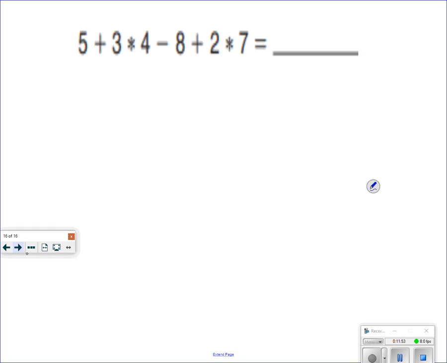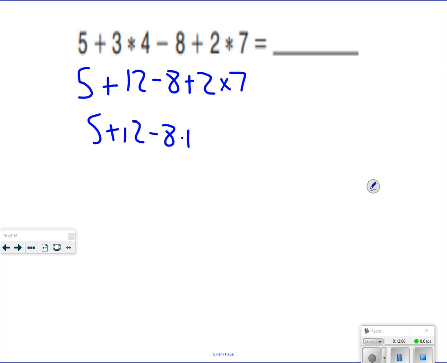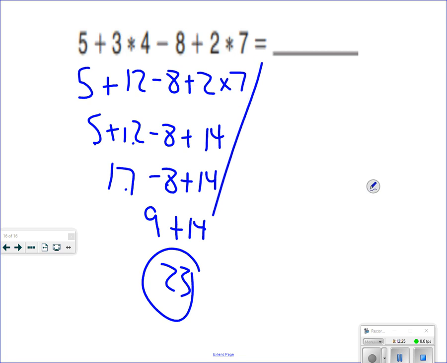Please excuse my dear Aunt Sally. So I can't do anything with this 5 right away. I'm going to add it to 3 times 4 is 12. Minus 8 plus 2 times 7. Next thing, I have another multiplication problem in there, so I'm going to do that again. 5 plus 12 minus 8 plus 14. Now I can just simply add and subtract whatever happens left to right. 5 plus 12 is 17. Minus 8 plus 14. 17 minus 8 gives me 9 plus 14. 9 plus 14 gives me a beautiful answer of 23. That's my answer.